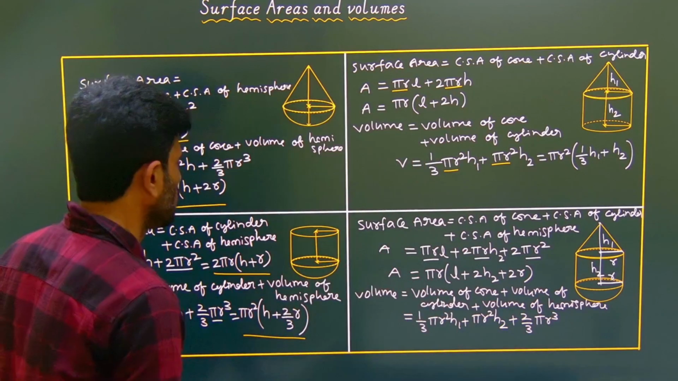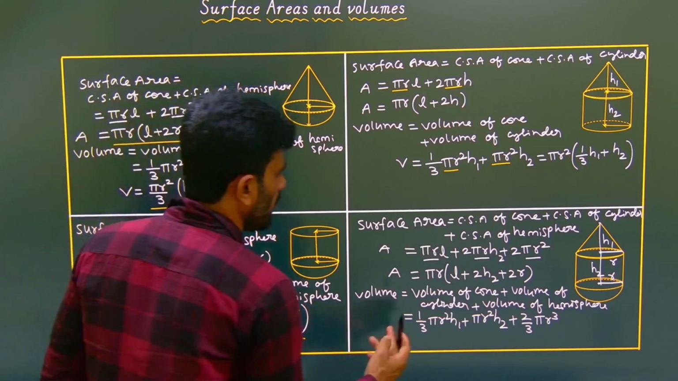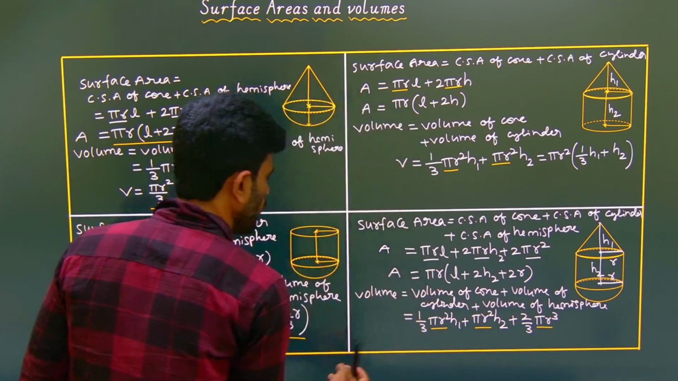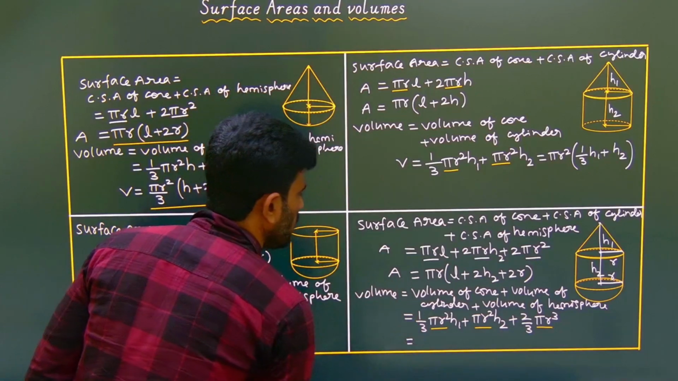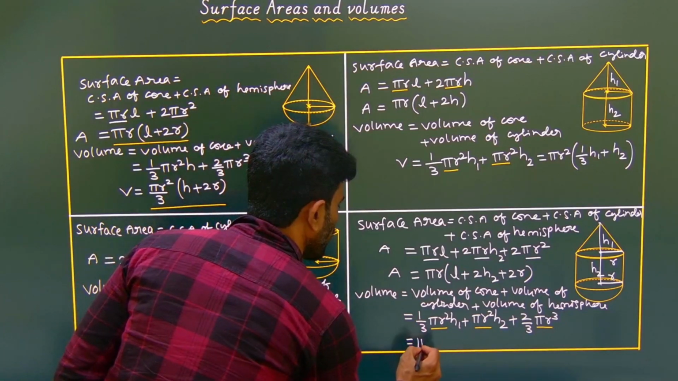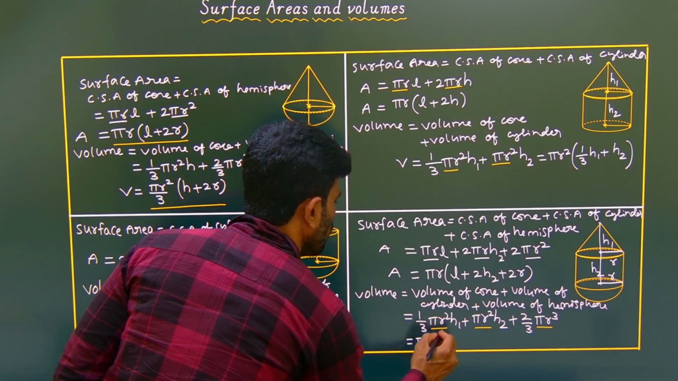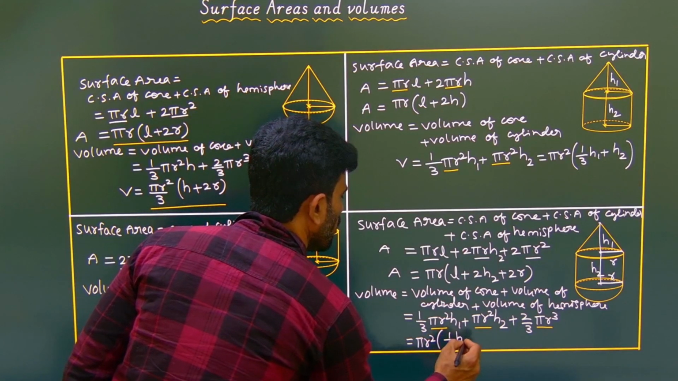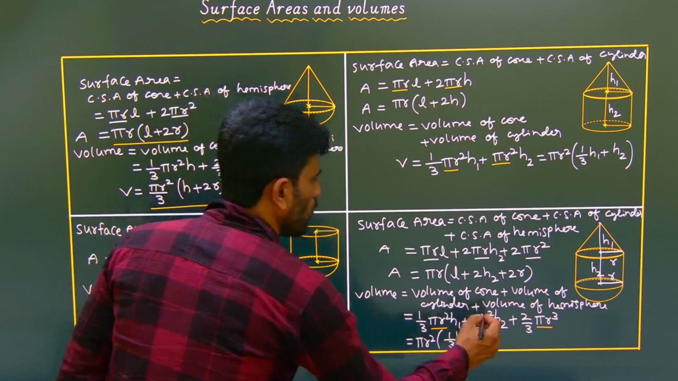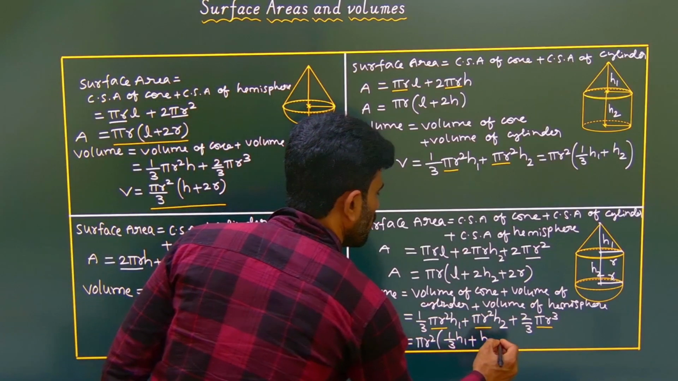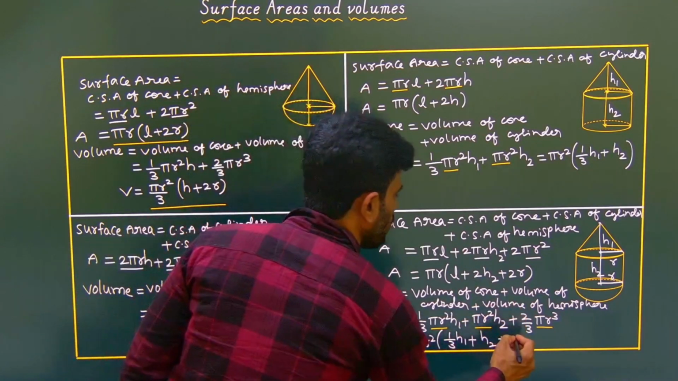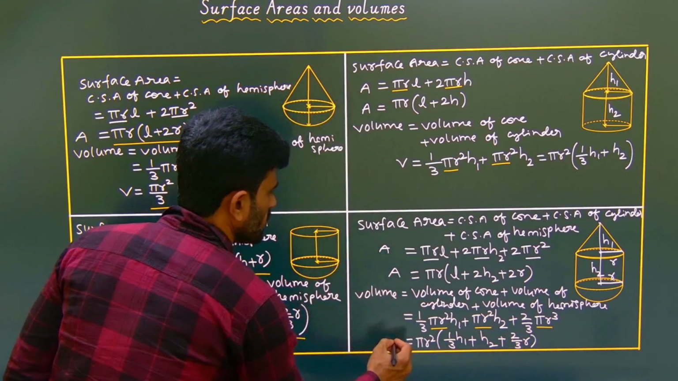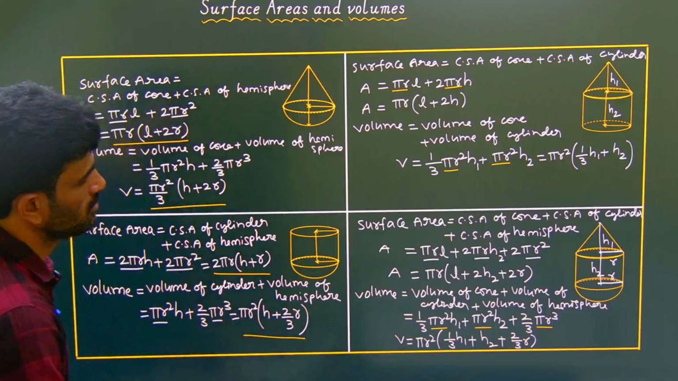Now what is common in all this? Pi r square is common, so you can take pi r square common. If you take pi r square common, here I am writing, what will be left: pi r square into 1 by 3 h1, plus here only h2 will be left, plus here 2 by 3 r will be left. This is the volume of the solid.